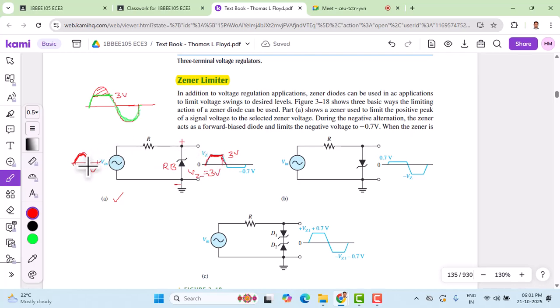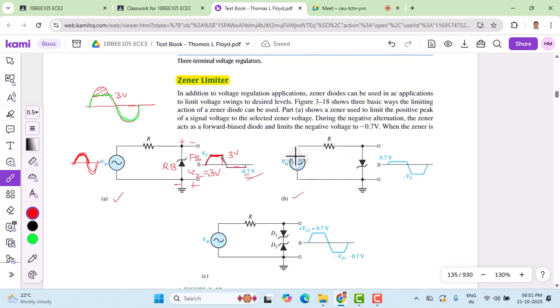Then in the negative half cycle, the polarity will change. So we'll have a minus here and plus here, and the Zener diode becomes forward biased. When the Zener diode becomes forward biased, the first quadrant comes into play. So the Zener diode across its terminals maintains 0.7 volts, minus 0.7, because we are considering the negative half cycle. Therefore, it maintains minus 0.7 volt as a reference voltage.